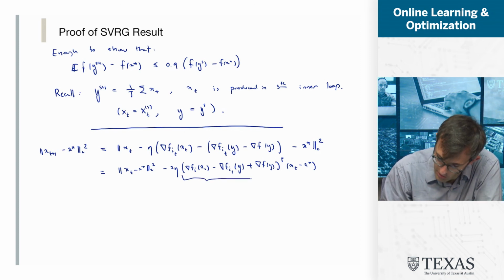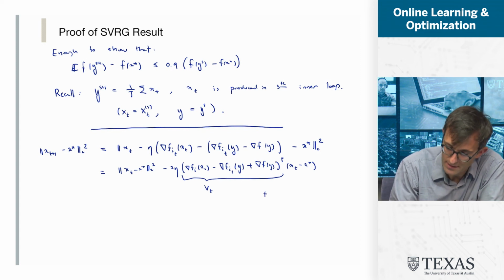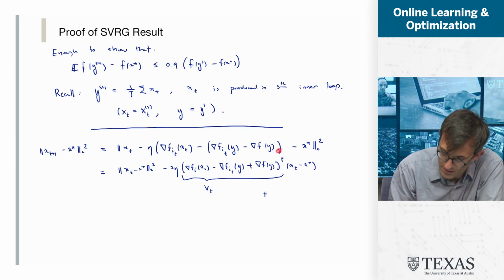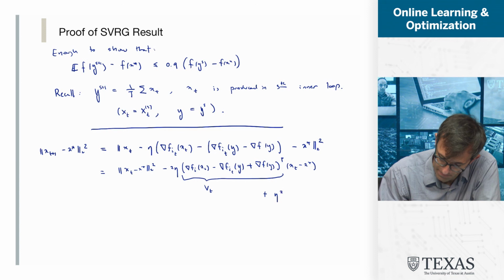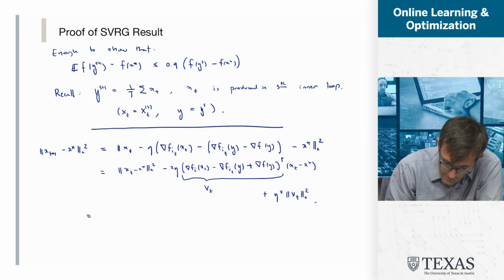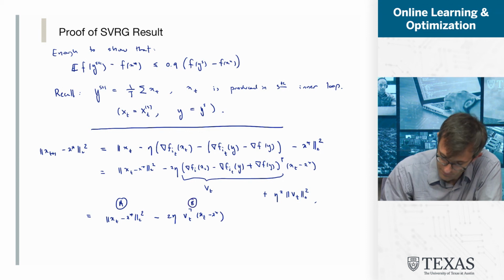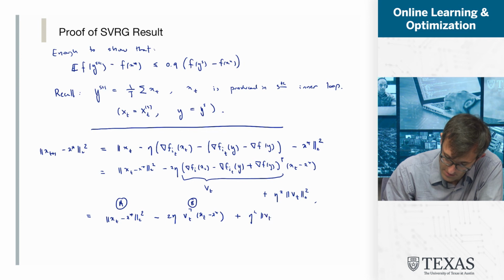For ease of notation, let me call this term here v_t, so I don't have to keep writing this out too much. So this term again squared, and I'll use my v_t just so I don't have to write it out again. So this is going to be my eta squared times the norm of v_t squared. So this is, again, just rewriting these terms: the norm of x_t minus x star squared, I'm going to call this term A; minus twice eta v_t transpose x_t minus x star, I'm going to call this term B; and plus eta squared times the norm of v_t squared, I'm going to call this term C, and this is my variance term.